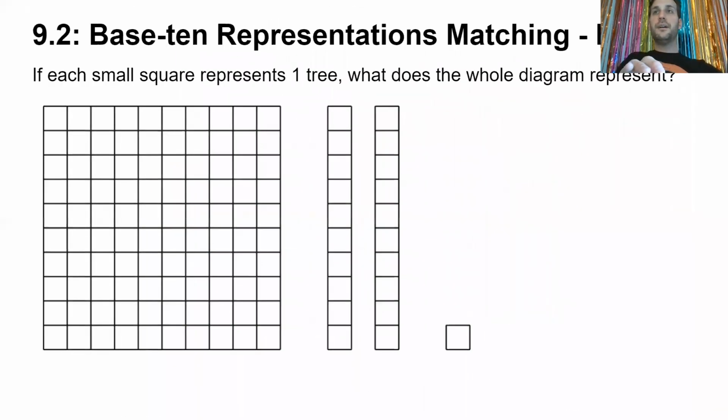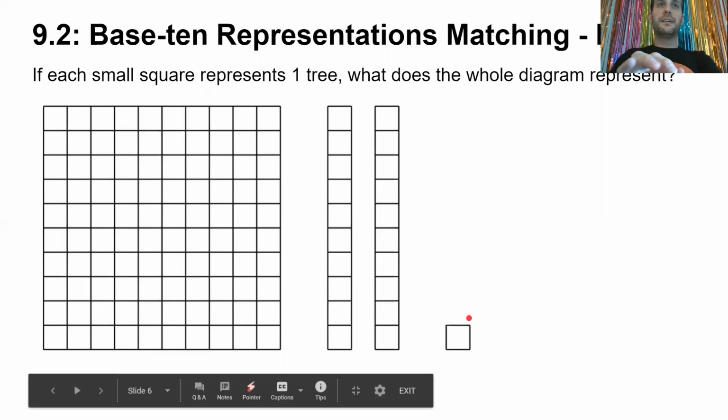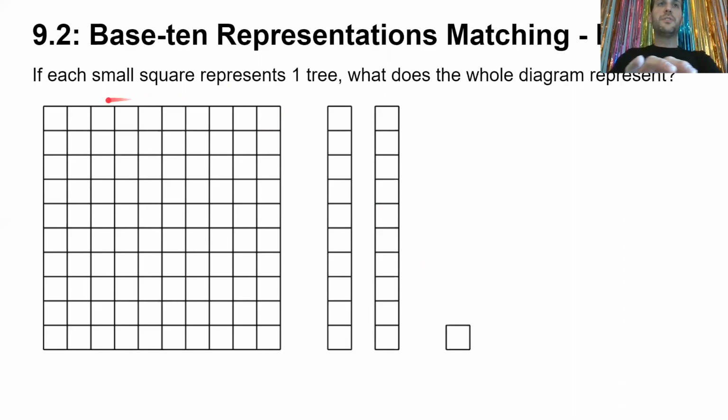All right, so next up, just a few examples to get you thinking about how, if you change the unit, what does a diagram look like given these different units? So for example, in this diagram, you have a 100 block, 2 10 blocks, and a single block. And if we say that each of the small squares represents a tree, what would the whole diagram represent? You can take a moment, think about it, and I'll give you the answer in 3, 2, 1.